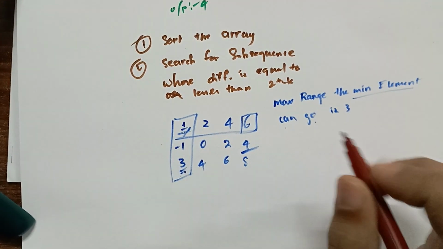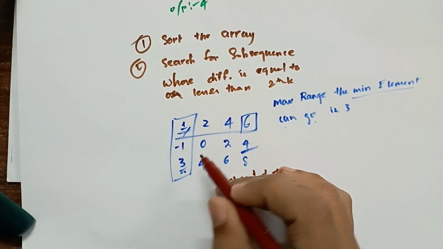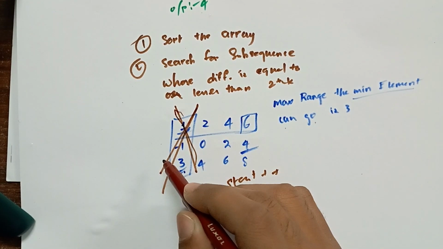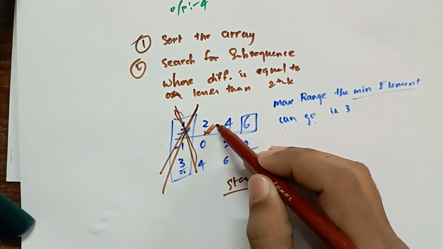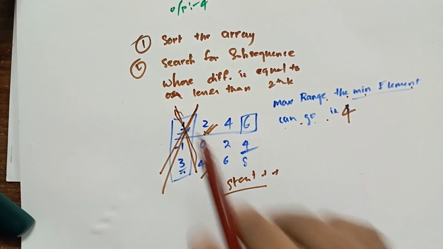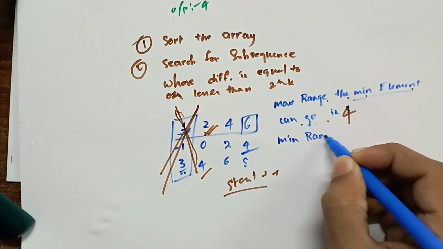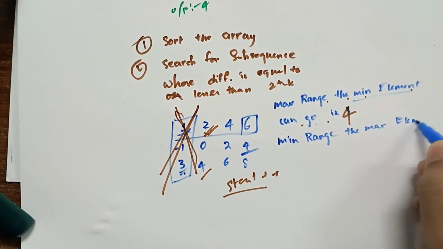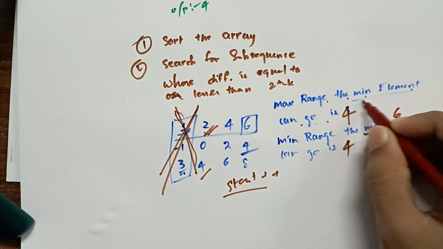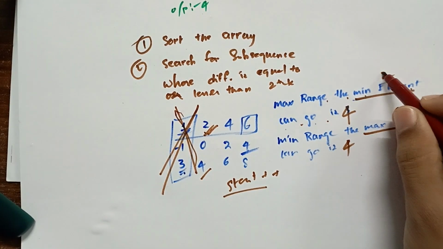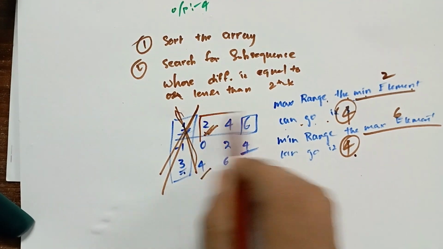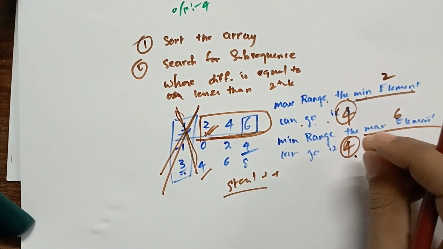So our intuition to increment our start is to not consider this first element. And if you go to 2, here the maximum range the minimum element can go is now 4, and the minimum range the maximum element can go is also 4. Here the maximum element is 6, and the minimum element is 2. So by this, if we are having equal to or less than, then we can consider this subsequence. So this is the intuition behind this question.